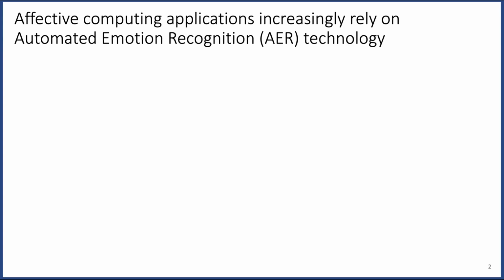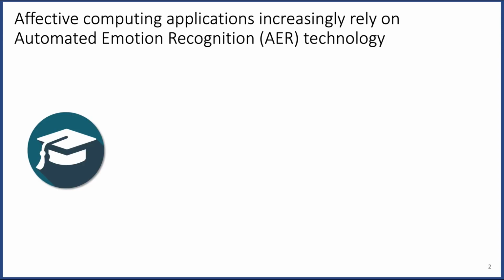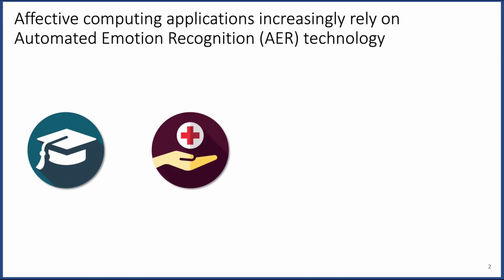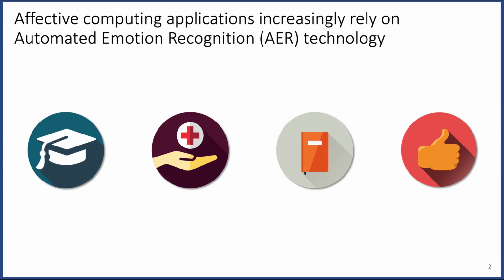Affective computing applications increasingly rely on automated emotion recognition. These applications are being used in all kinds of domains. For example, in education to support learning by monitoring emotion and motivation in real time, in healthcare, for diagnosis and treatment of emotionally influenced diseases and helping the emotional development of children with autism, for helping people journal and monitor their own emotions, and for mood-based recommendations.